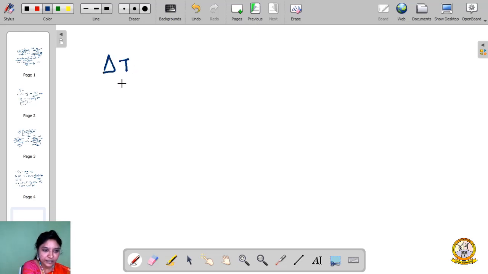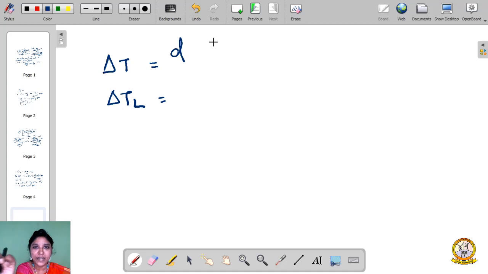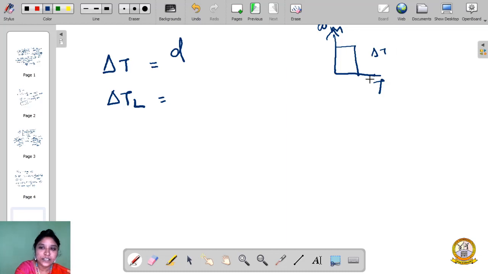Now delta T and delta TL. Delta T is the change in motor torque, and delta TL is the change in load torque. This can be represented by the slope. We already know the torque and speed characteristics. If we take omega m and torque, delta T is the slope of this. We are taking the slope for both axes.